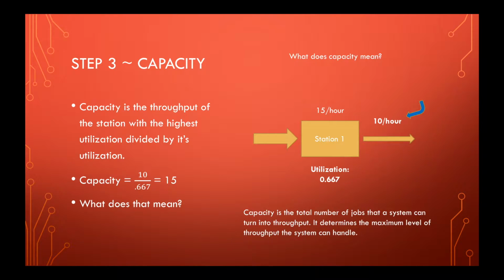Because if we have more than 15 per hour, then our arrival rate to station 1 will be greater than the processing rate at station 1, which means we will have an exploding queue or a line that will continue to just get longer and longer because station 1 would not be able to cover the rate of jobs that would be flowing into it.